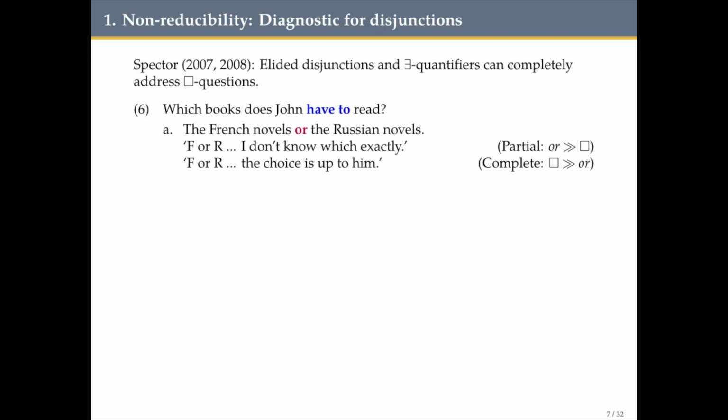Intuitively, the disjunction can be understood as a complete specification of John's reading obligations. There's no particular book that John has to read, he just has to choose between the French novels and the Russian novels. A similar complete answer rate is also observed with existential quantifiers: which books does John have to read? At least 2 books by Balzac, any 2 books.